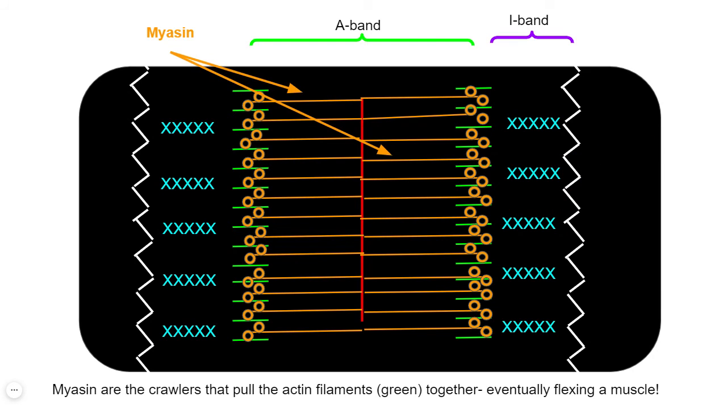Okay, the orange things are called the myosin. Myosin are these crawlers that will pull the actin filaments, the green things, together. And that's eventually flexing the muscle. So the myosin crawl, and as they crawl, they're kind of like pulling those green things along with them.